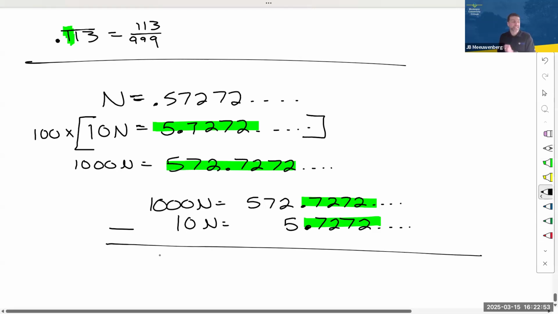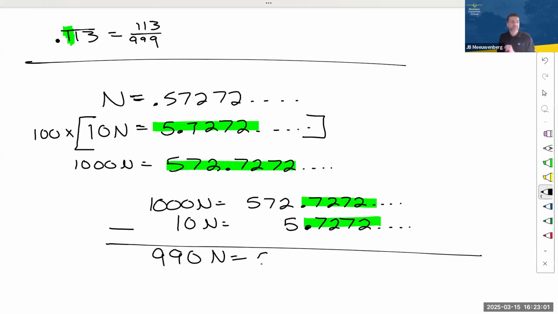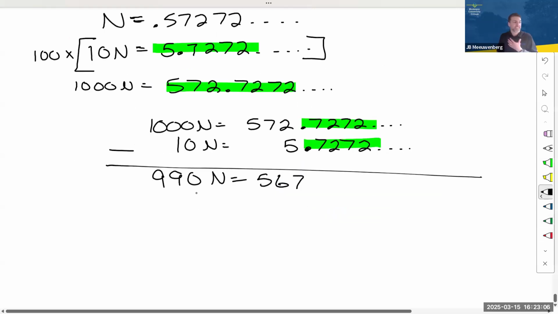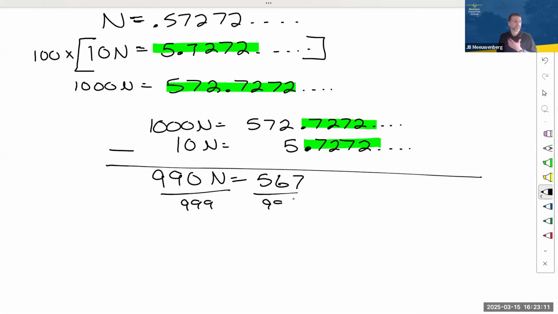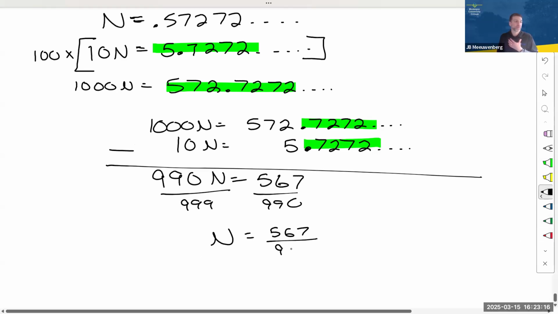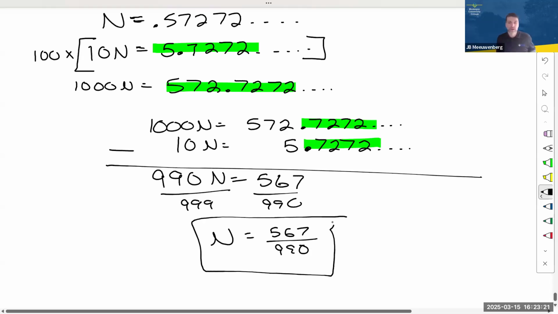1000 minus 10 is 990. N is equal to 572 minus 5 is 567. Our last step is always to divide by whatever's in front of that n, 990. And we get n equals 567 over 990. So that took a little more effort, right? That one took a little more manipulation. We still had the 99, but we also had a 0 at the end there.